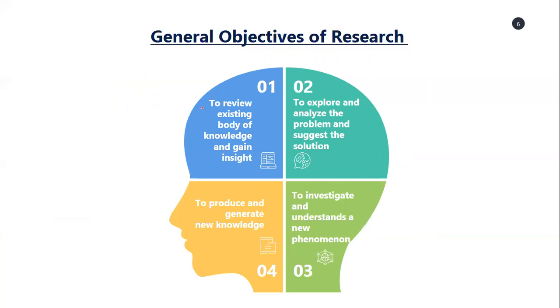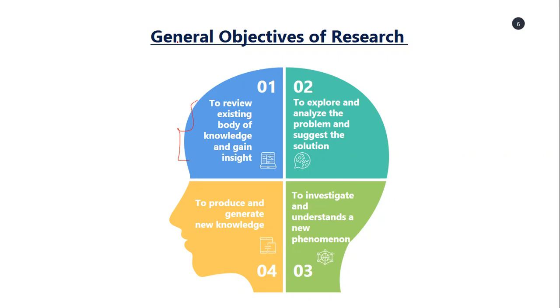So basically, the general objective is to review the existing body of knowledge and accordingly to gain insight about that particular concept. It means that whenever a researcher undertakes or studies a problem, he finds out what existing knowledge he has about that particular thing, and what new he has learned. So that is to review the existing knowledge and to gain some new insight, new discovery.